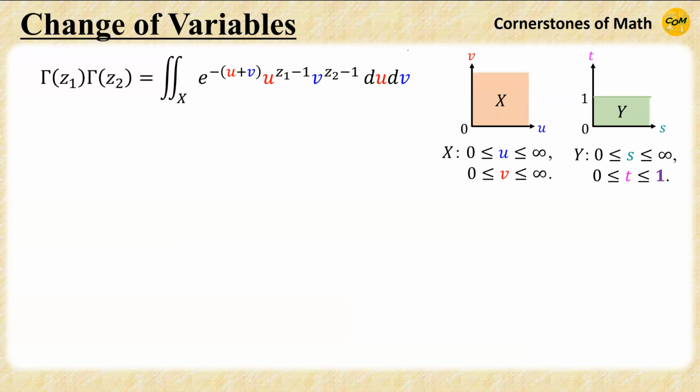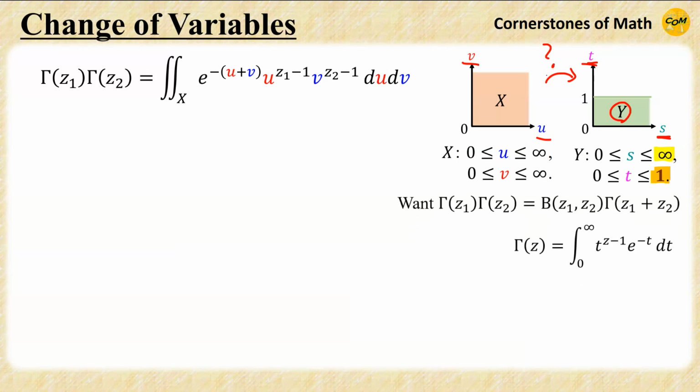Therefore, we need a change of variables. That is, we have to change the variables of integration u and v into new sets of variables s and t, so that in our new domain y, s still changes from 0 to infinity, but now t changes only from 0 to 1. But how can we achieve that?